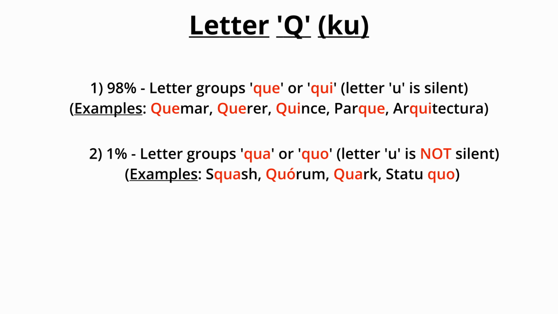Now, in 1% of cases, the letter Q can be a part of letter groups qua or quo. In this case, the letter U is not silent. This type of situation happens only with words that are borrowed from other languages. For example, squash, quorum, quark, statu quo. As you can see, these words are pronounced the same way as we would do it in English.